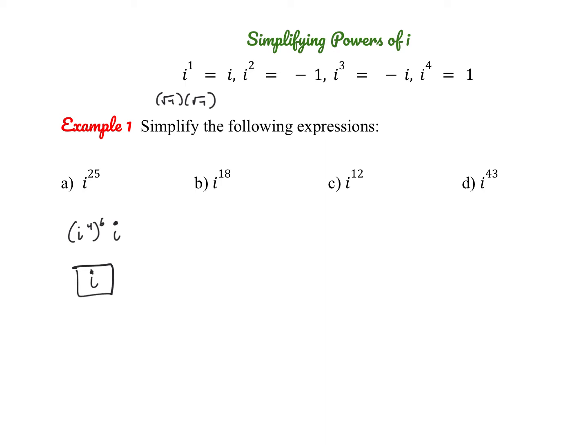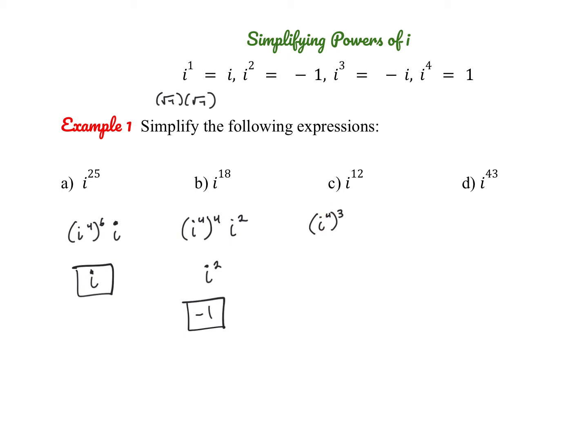Now if you look at this next one, i to the 18th, we could write this as i to the 4th to the 4th, which gives us i to the 16th, times i squared. So again, this portion just simplifies to 1, so we're left with i squared, which we should always say is equal to -1.